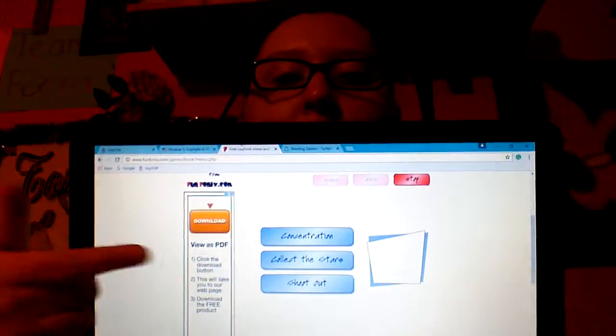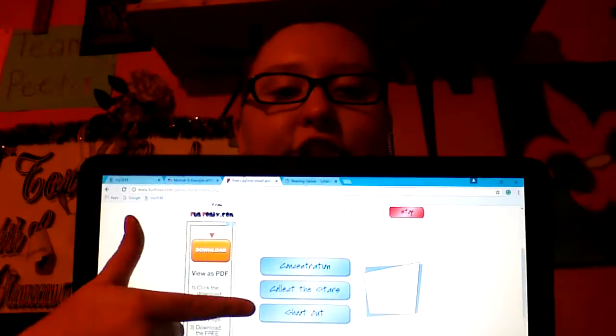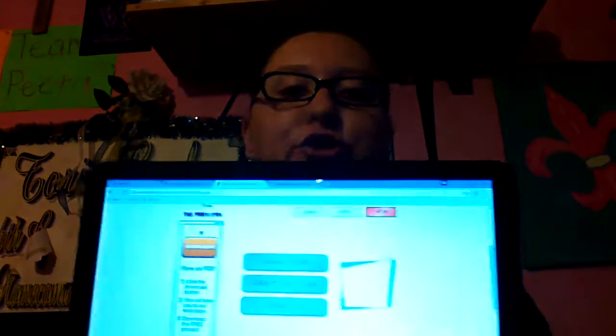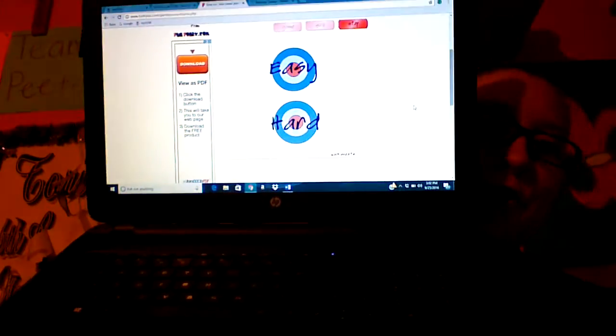It has 3 different games. The first one is a concentration, which is like a matching game, and then this one, and the shootout. I chose to do the shootout. The kids can really interact with it on a smart board. It asks you to choose easy or hard. I chose easy. I'm just reviewing with them, so you want it to be kind of simple so they can remember.